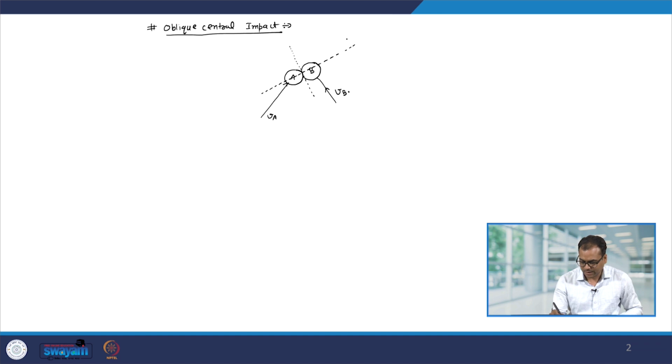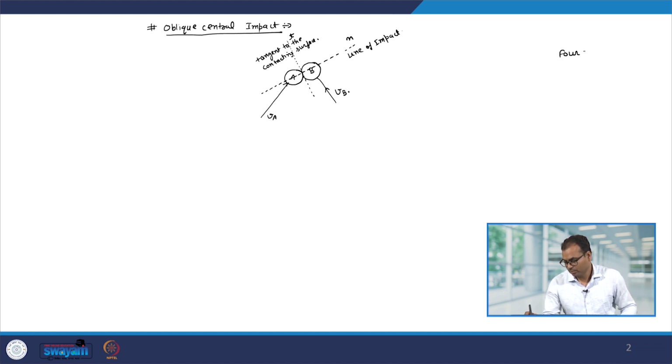Let us call this direction n, and this is the line of impact. This is the tangent, so let us call it the t direction, and this is the tangent to the contacting surface. And what we want to find out is, after the impact, what is the velocity of particles A and B, and at what angle they are going. So, basically we need 4 equations because there are 4 unknowns: the velocity and the angle of both the particles.